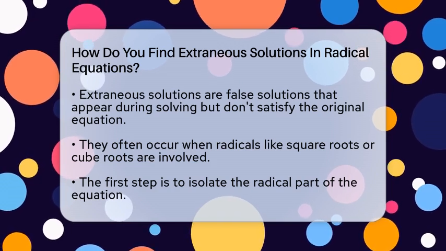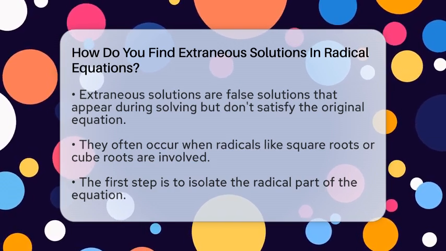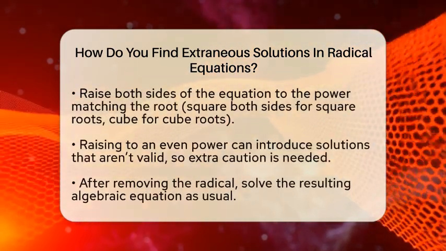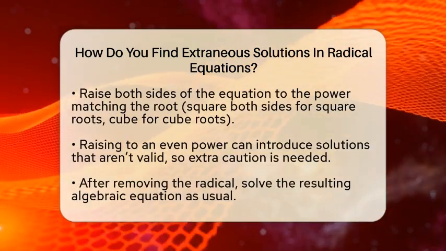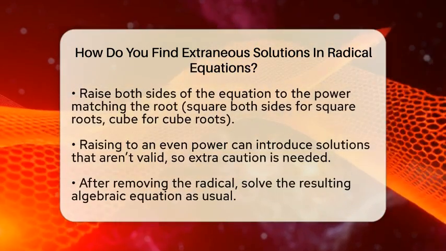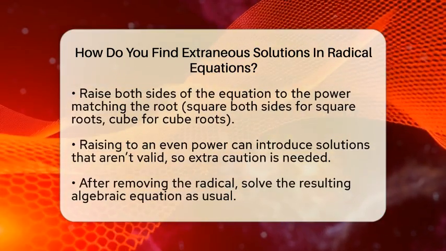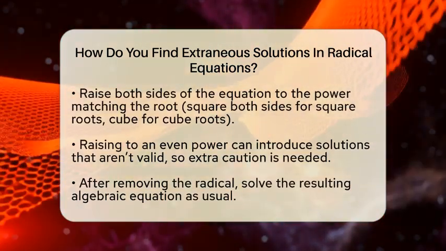First, start by isolating the radical part of the equation. For example, if you have something like square root of x plus 3 equals 7, get the radical alone on one side. Next, raise both sides of the equation to the power that matches the root. If it's a square root, square both sides. If it's a cube root, cube both sides.